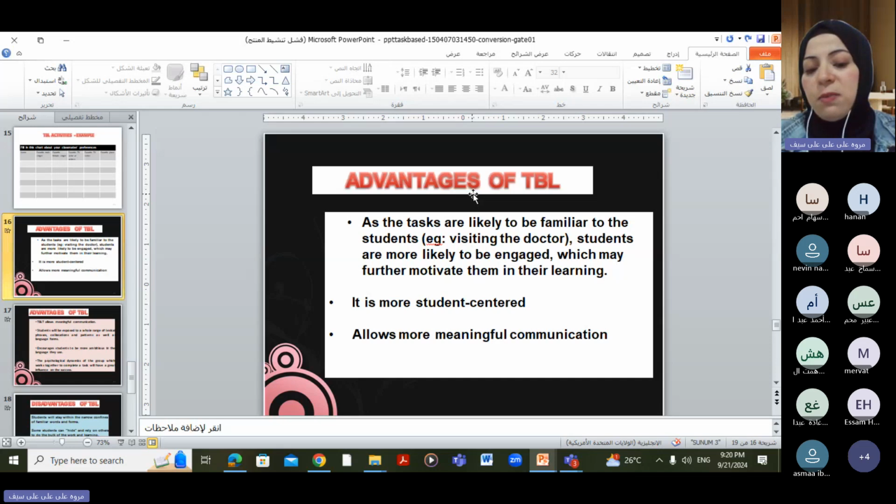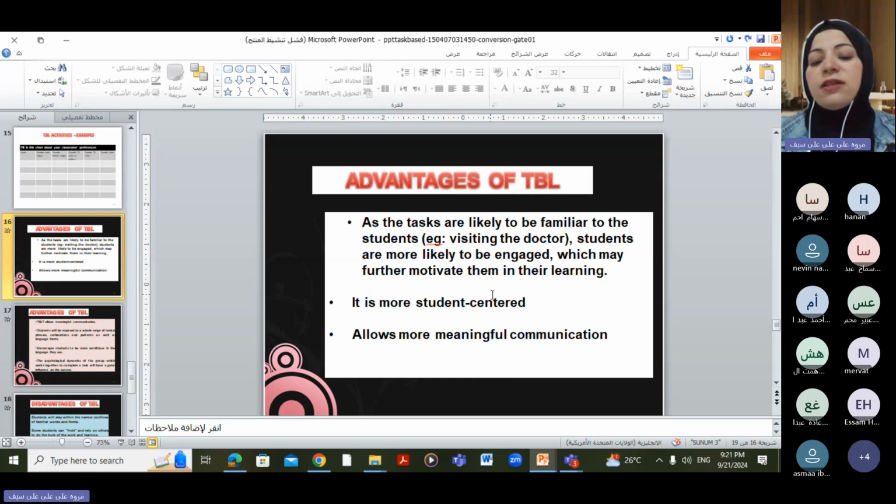The advantages of TBL. So as you can see, all the tasks are likely to be familiar to the students, like visiting the doctor. What would I say in a conversation there at the clinic? When I'm visiting the doctor, for example, students are more likely to be engaged. Why? Because it's similar to real life. We bring the world into the classroom, as we have said at the beginning of the session. Okay, which may further motivate them in their learning, because when it's personalized, when it's closer to my life, I will do it. I speak about it. I will love to learn about it. Okay, because this is my life.